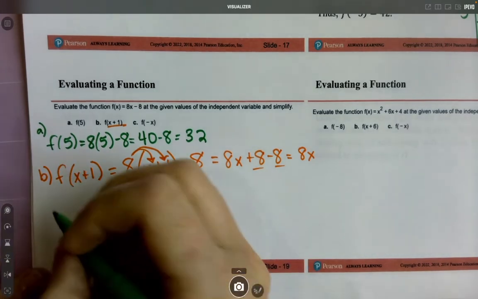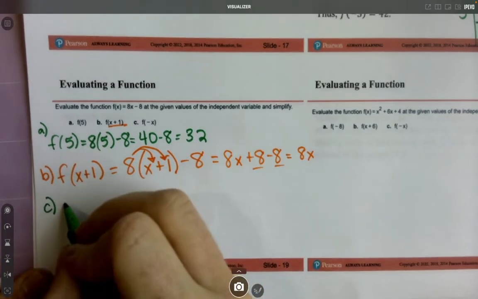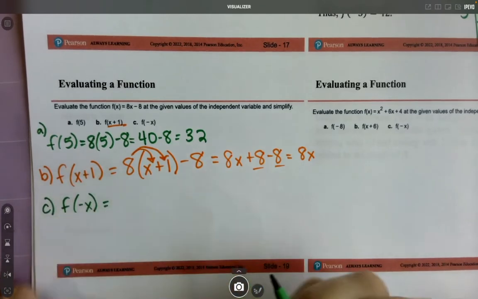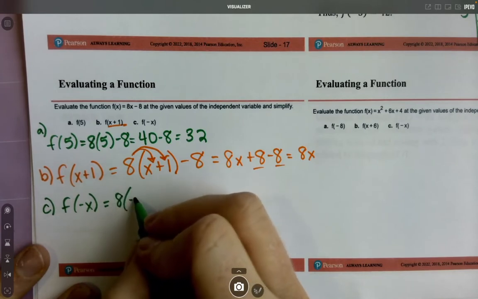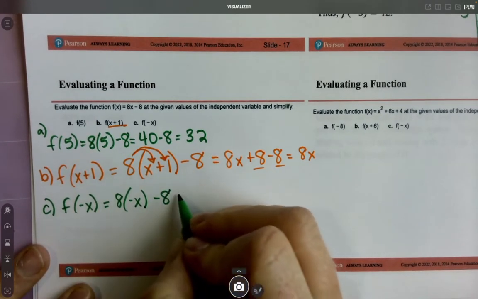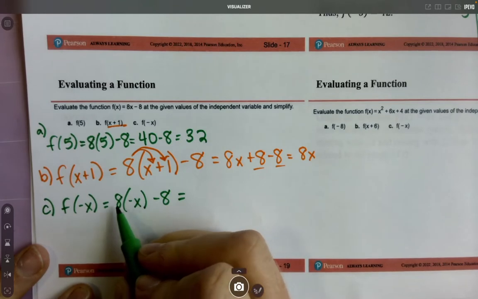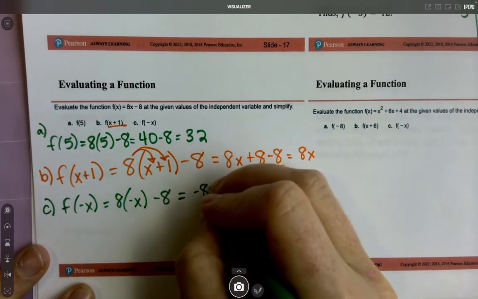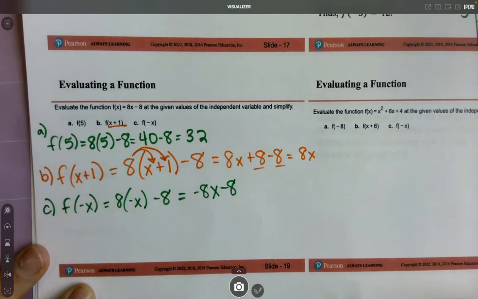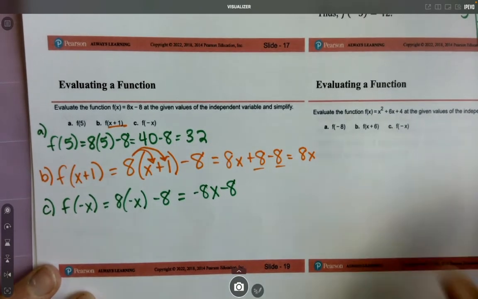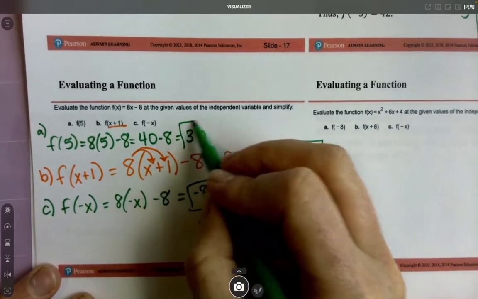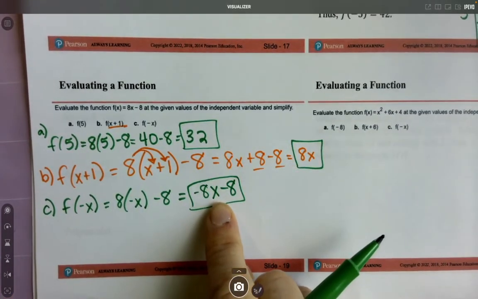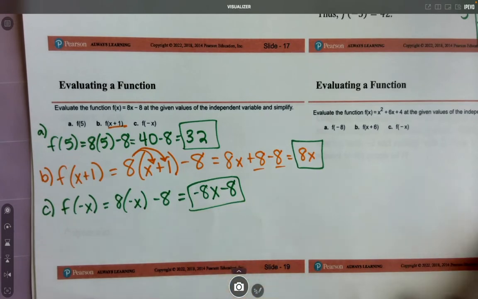Let's look at C. F of negative x. So that means I'm going to plug in a negative x every time I see x. So 8 times a negative x minus 8. So 8 times a negative x is just negative 8x minus 8. And we're done. This is our solution. We can't do anything else because we've simplified, but we can't get rid of the x. We can't combine it with anything. So that's as simplified as we get. So let's look at the next one.